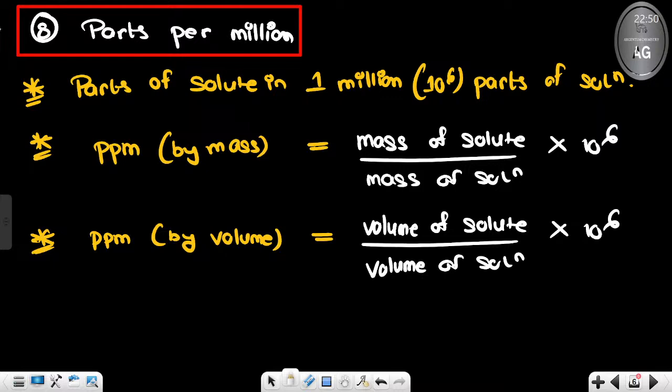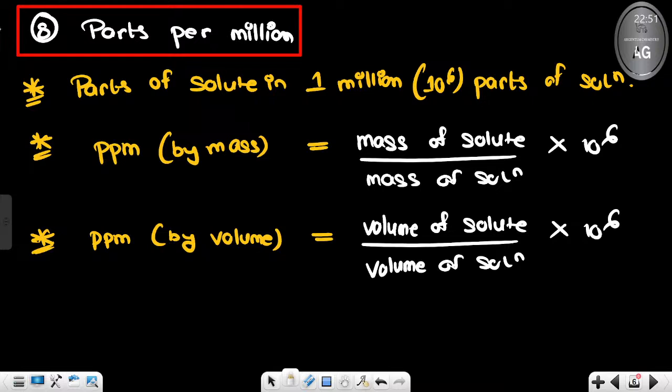Clear? Similarly, if it is ppm by volume, then we will simply take volume of solute by volume of solution, right? If it is mass, then mass divided by mass. If it is volume, then volume divided by volume. Same thing, no change, only both the conditions should be same. Numerator and denominator should both be volume or both be mass. One being volume and one being mass will not be accepted. Okay, ppm is clear. I think ppm will not create much tension for you, right?